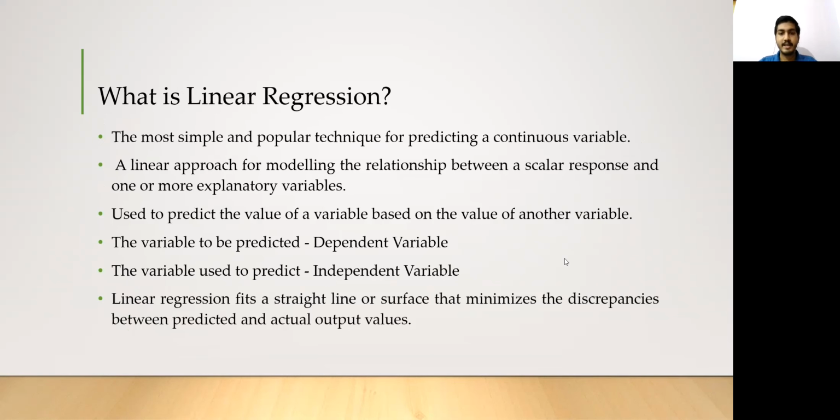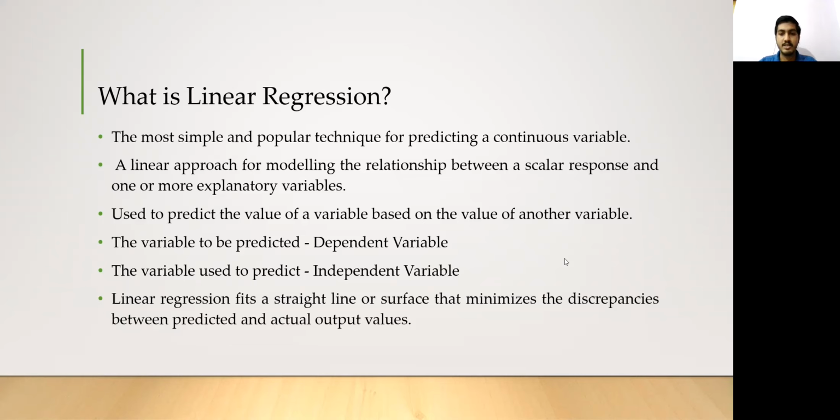So what is linear regression? Linear regression is the most simple and popular regression technique for predicting a continuous variable, that is, a variable whose output is numeric in nature and is not categorical. It is a linear approach for modeling the relationship between a scalar response and one or more explanatory variables. It is used to predict the value of a variable based on the values of other variables.